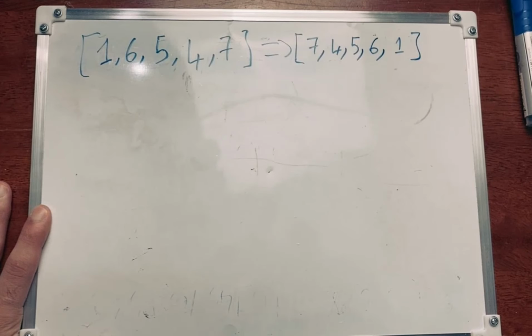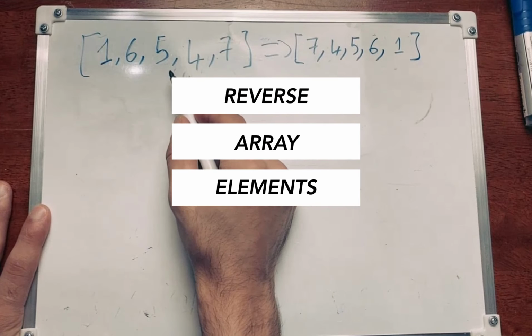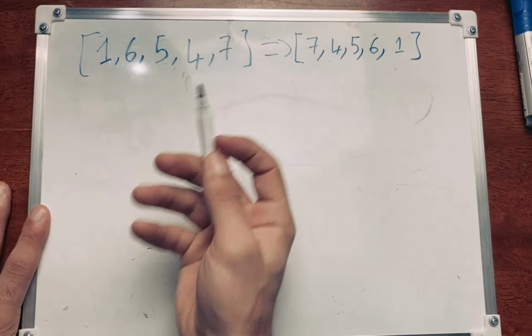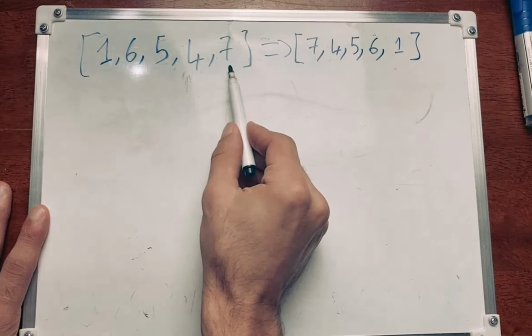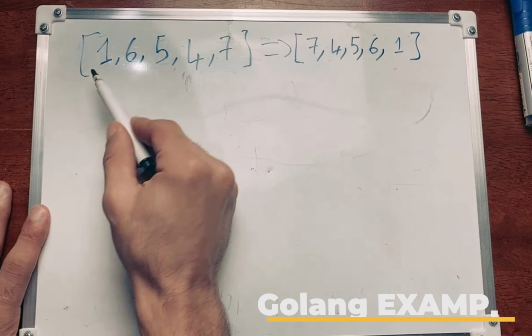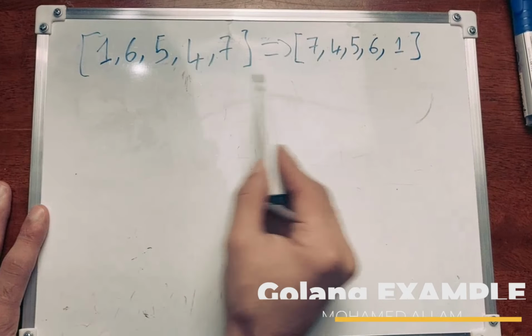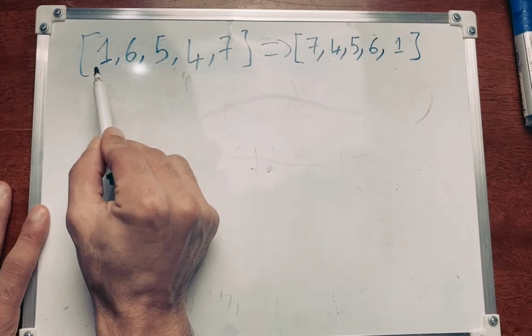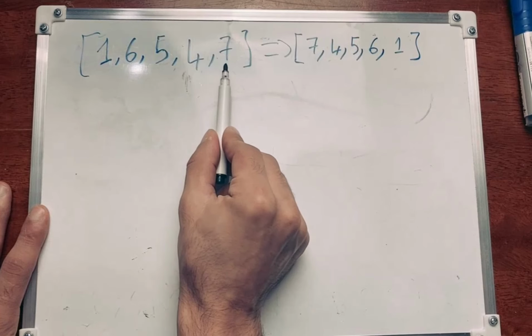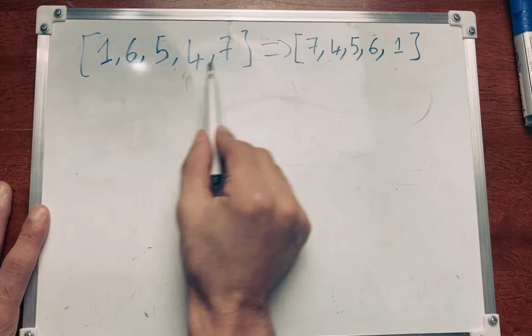Hello everyone. In today's tutorial, we are given this array, and we have a task to reverse the order of this array. We don't care what the values of this array are. We don't care about anything. We just take every element and reverse it, so the last one becomes the first one, etc.